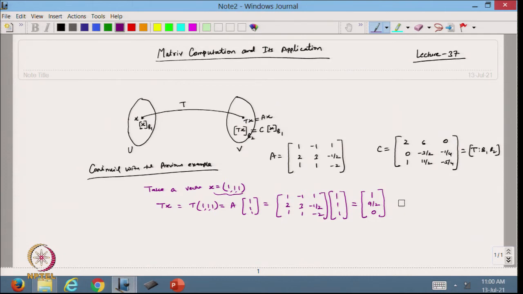So, this is the image, and this is basically equal to T x that I have taken from here. So, this is my A and this is my x. So, I have got this value. Now, I want to check whether I am going to get this value with respect to the new basis also or not. So, what we need to do is verify this relation.